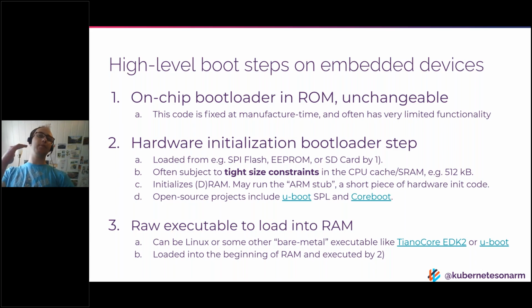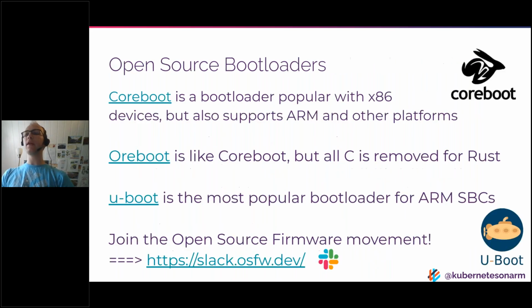And it's the job of the second bootloader to find this executable as well. So there's coreboot that I was talking about. This is popular with x86 devices. For example, a lot of Chromebooks use coreboot for better security, but it also supports some ARM boards and other platforms. One of the founders of coreboot went on to create Oreboot, which is coreboot but with all the C removed, and all the C is instead rewritten in Rust. And then U-boot is the classic ARM single board computer bootloader that is essentially everywhere in this space.